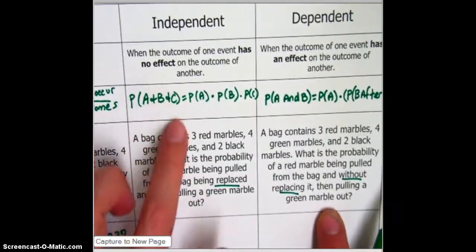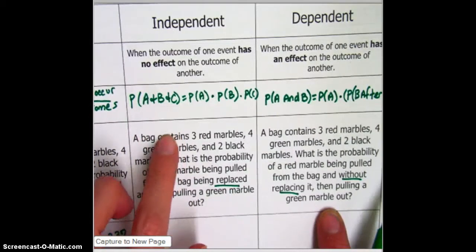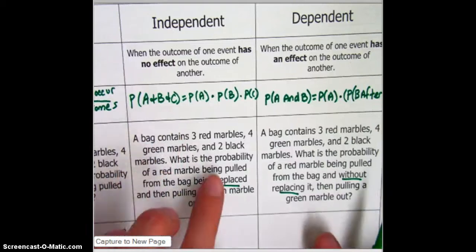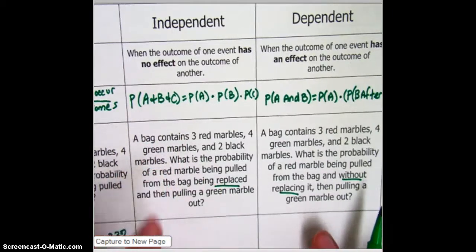With independent, everything has to stay the same. The second person's chances have to be the same as the first. The third has to be the same as the first and second.